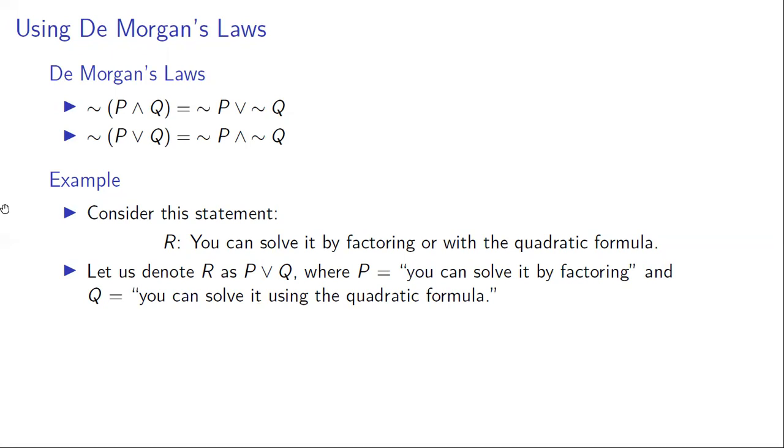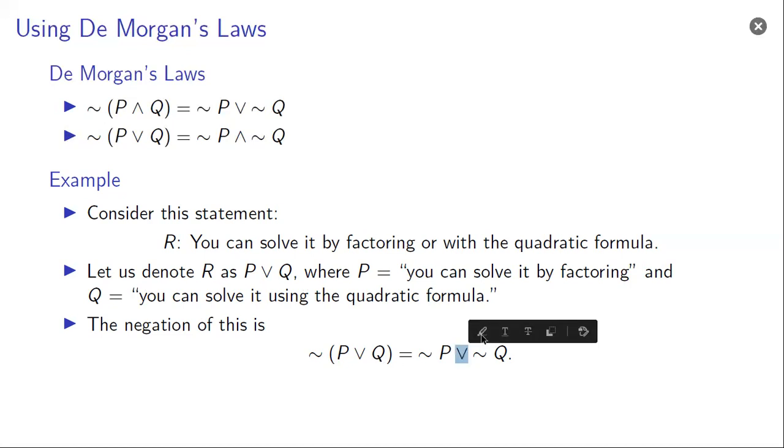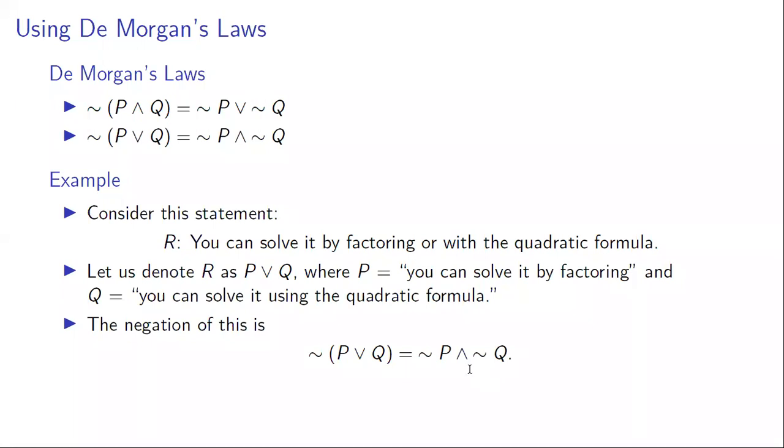Now we would like to find the negation of R. So the negation of R is not (P or Q). Then we use the second De Morgan's law to see that this is logically equivalent to not P or, oops, this is a mistake. This should be and. Okay, now it's fixed.